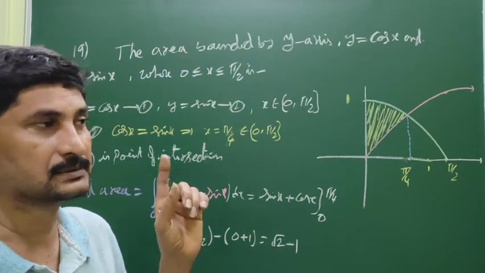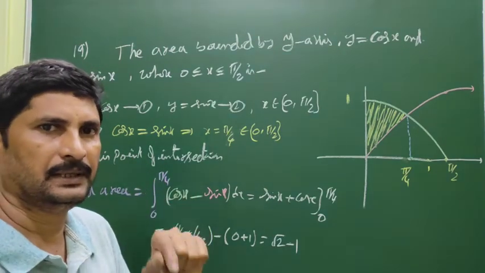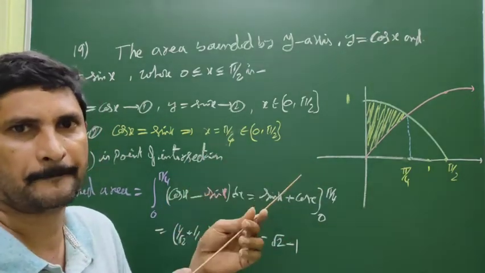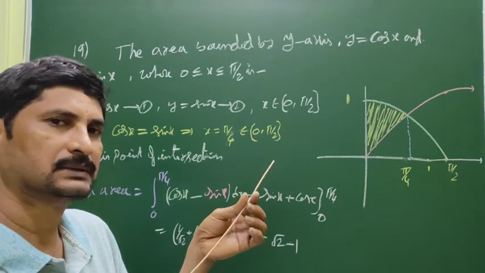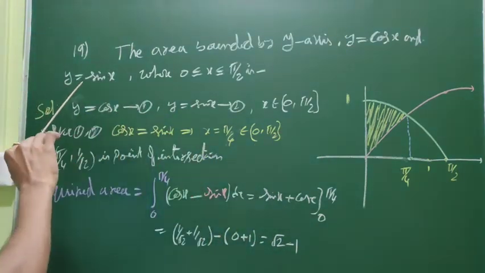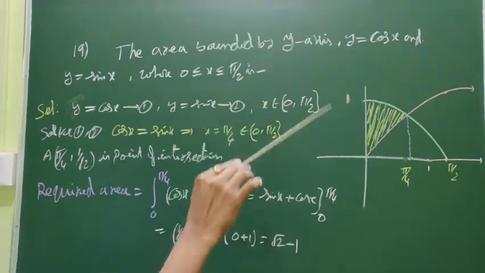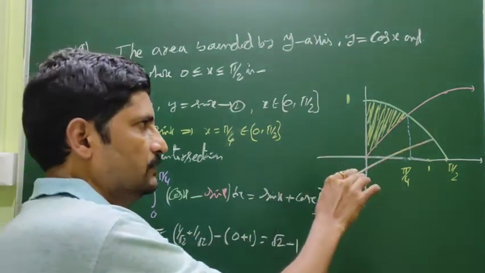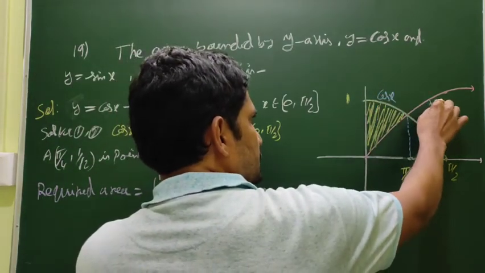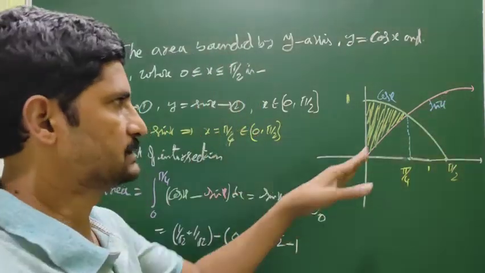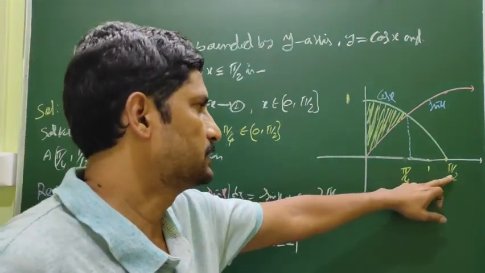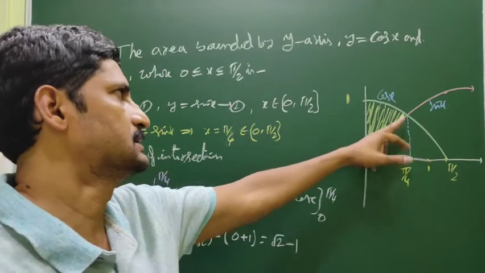In the miscellaneous exercise, 19th question, we need the area between two curves, sin x and cos x, with the y-axis. So this is the cos x graph, and this is the sin x graph, because sin x passes through the origin. If x is equal to 0, sin 0 is equal to 0. At pi by 2, cos pi by 2 is equal to 0. Now this is the cos, this is the sin.